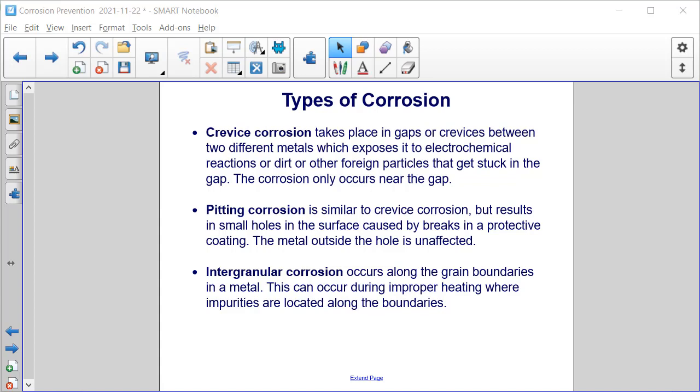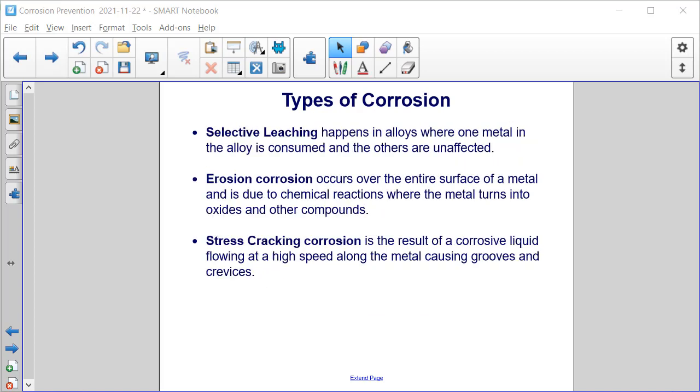Pitting corrosion is similar to crevice corrosion, but results in small holes in the surface caused by breaks in a protective coating. The metal outside the hole is unaffected. Intergranular corrosion occurs along the grain boundaries in a metal. This can occur during improper heating, where impurities are located along the boundaries. Selective leaching happens in alloys, where one metal in the alloy is consumed and the others are unaffected.